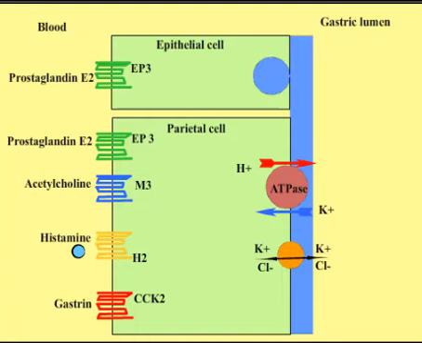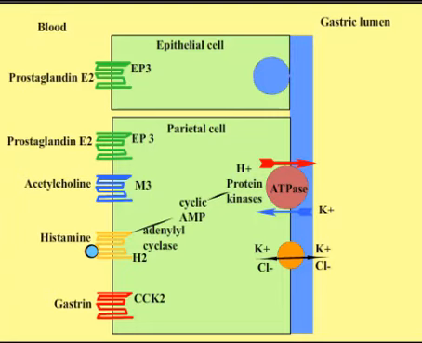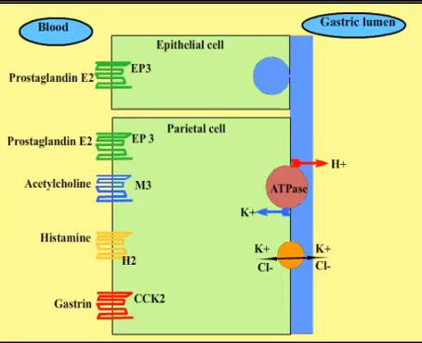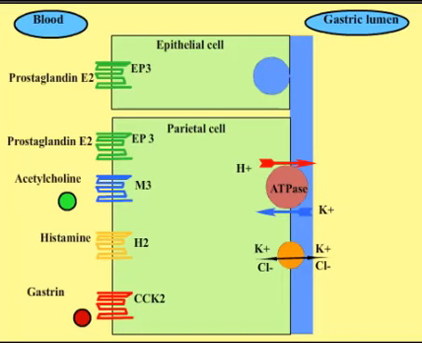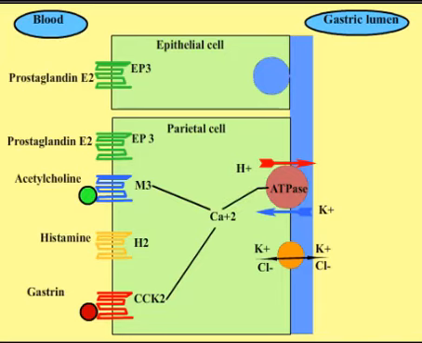When histamine binds to the H2 receptor, it activates adenylyl cyclase and induces cyclic AMP synthesis. The increased cyclic AMP activates protein kinase, which then activates the proton pump. Acetylcholine and gastrin activate the proton pump by increasing calcium concentration in the cell through the IP3 and DAG pathways.